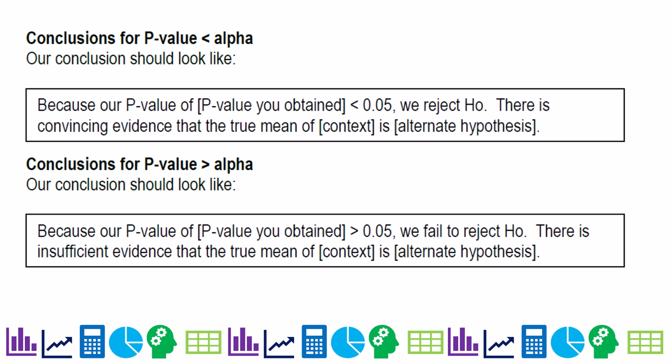So there are two ways our conclusion should look. One is when the p-value is less than the alpha, then we're rejecting H naught, we have convincing evidence. The other one, when the p-value is high, greater than alpha, so it's not that unlikely, so we fail to reject our assumption, and we have insufficient evidence for the alternate.